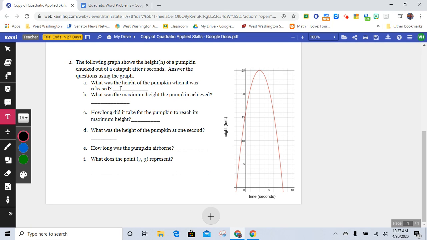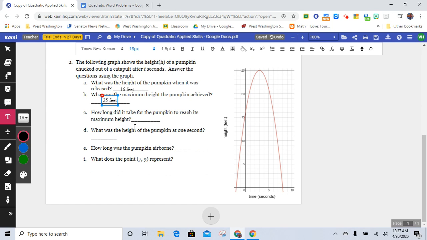Yeah, 16 feet. And so what that means is that the trebuchet or the catapult or whatever it is, its arm releases the pumpkin at a height of 16 feet. And so it's got a pretty big arm on there. What's the maximum height that the pumpkin achieved? And so this is the height in feet. And so it was 25. So it got 25 feet up in the air.